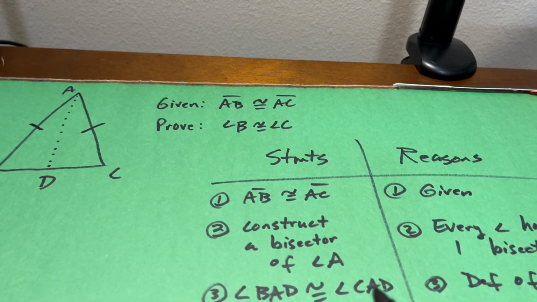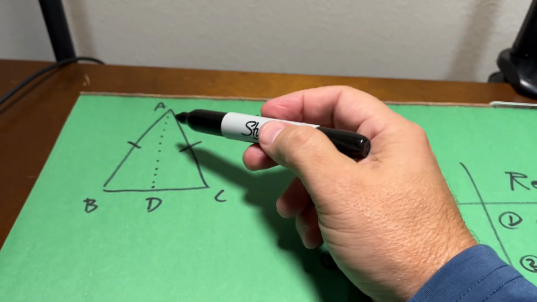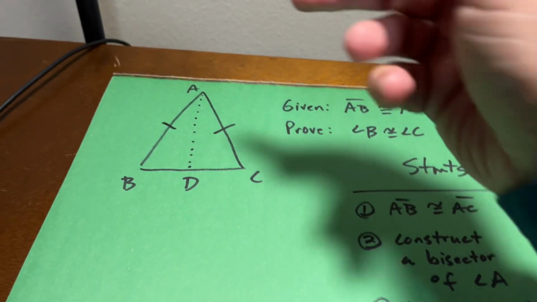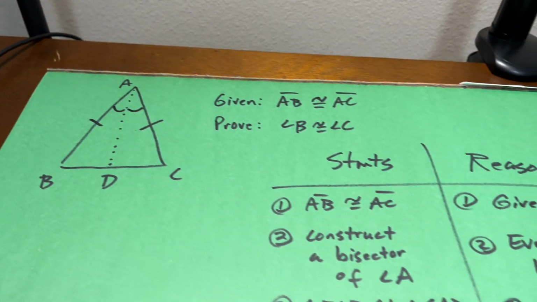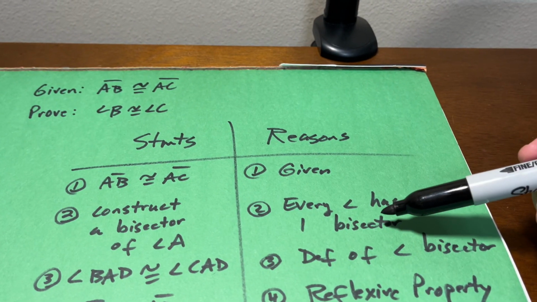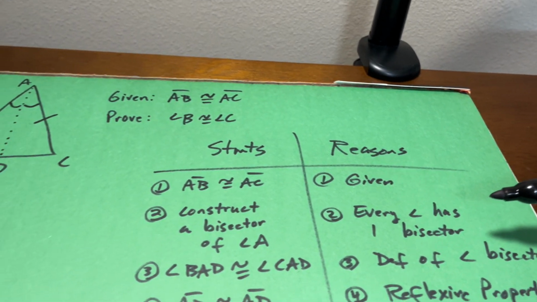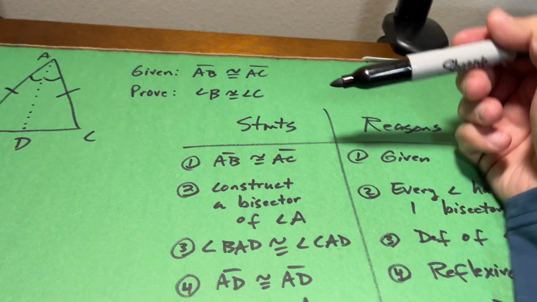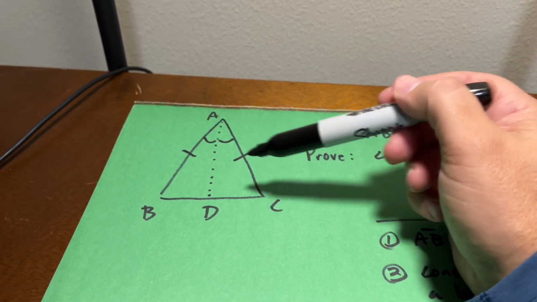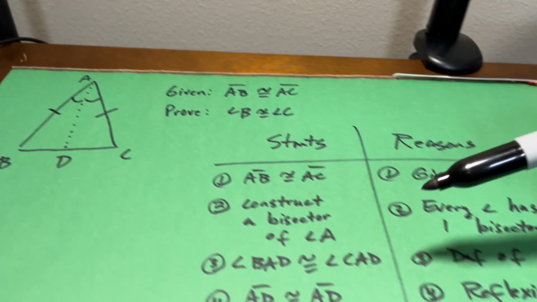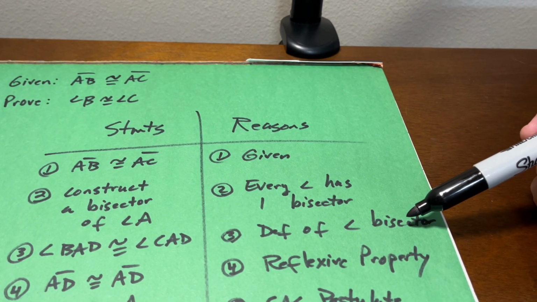And then what we're going to do is construct a bisector of angle A. So I'm drawing this segment here, and I'm saying that it bisects it. In other words, this is going to be congruent to that. And the reason is every angle has one bisector. So I did that. And from that, it follows that angle BAD is congruent to angle CAD. And that is by definition of angle bisector.